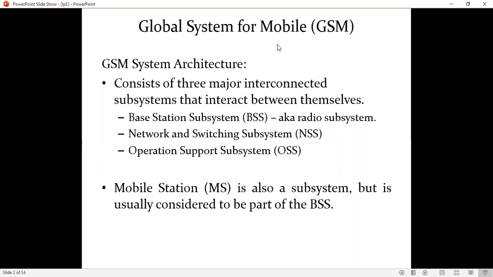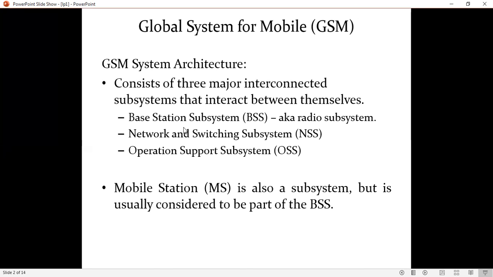The GSM architecture consists of three major interconnected subsystems that interact among themselves. The three important subsystems are the base station subsystem, that is BSS, the network and switching subsystem, NSS, and the operating support subsystem, OSS. So these three subsystems form the major system architecture for GSM. Apart from these three, we do have the mobile station, MS, which is also a subsystem, but usually this is considered to be a part of BSS.